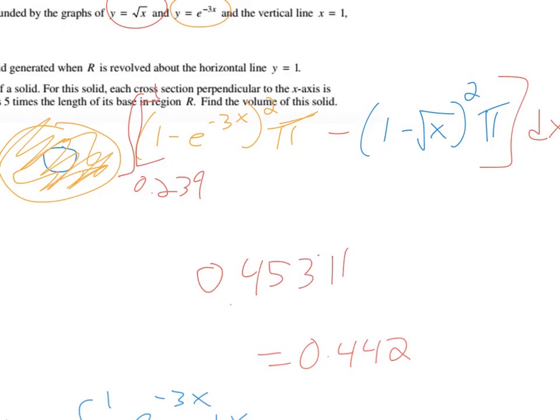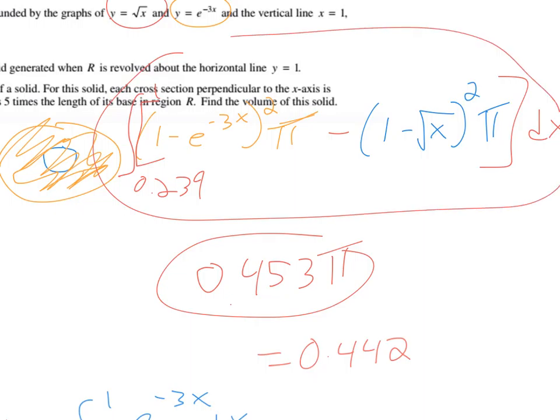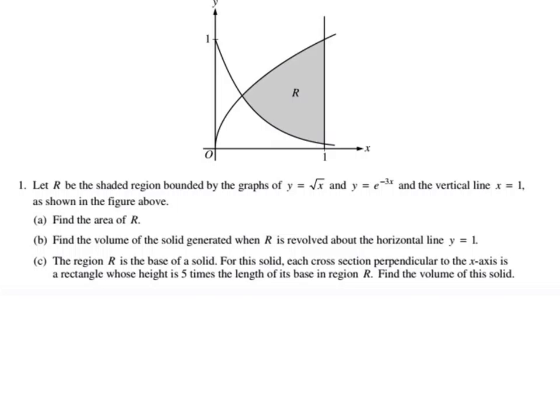0.453 pi. If you punch it in correctly, this formula will give you 0.453 pi, or in other words, 1.423 or 1.444.